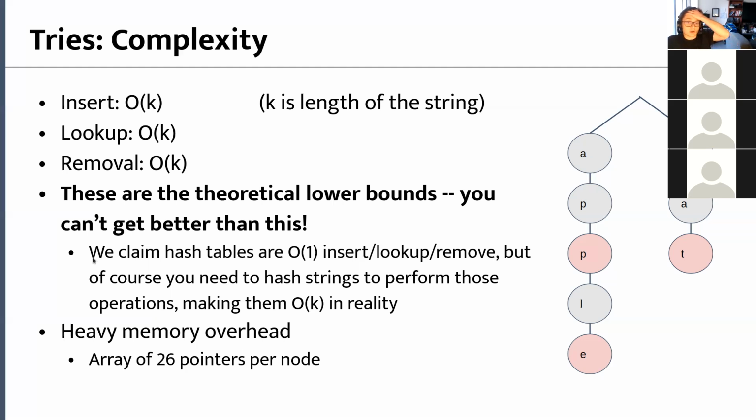So what I was talking about earlier is that hash tables we say are O of 1 for insert, lookup, and remove, but really those are constant time, not counting the amount of time it takes to hash the object. So in order to hash strings, you do need to actually access each character in the string, which makes them O of K to hash. So really, hash tables are O of K for all these operations as well. And in practice, they're going to be a lot slower than using a trie because of the overhead of things like actually hashing, calling a hash function.